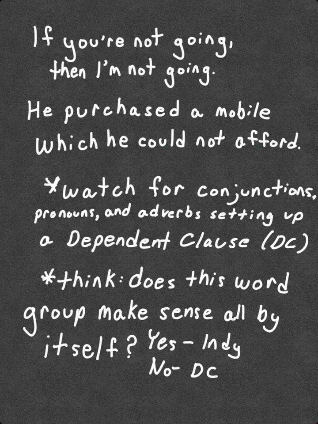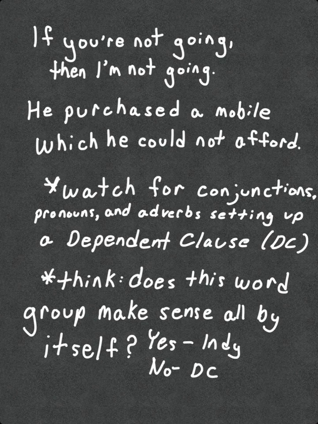I'm not going. Subject, predicate. Okay, we've got our independent clause. I'm not going. So if you're not going, then is the dependent clause. Those words only make sense because of the second part of the sentence. Let's take a look at the second sentence. He purchased a mobile which he could not afford.